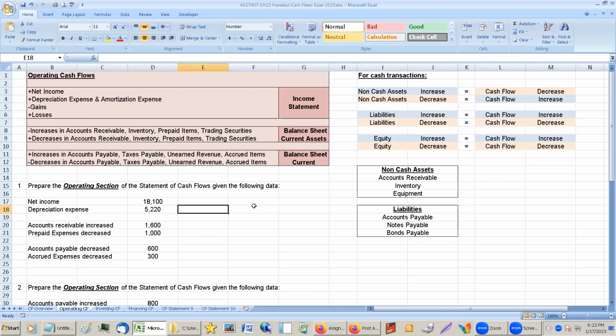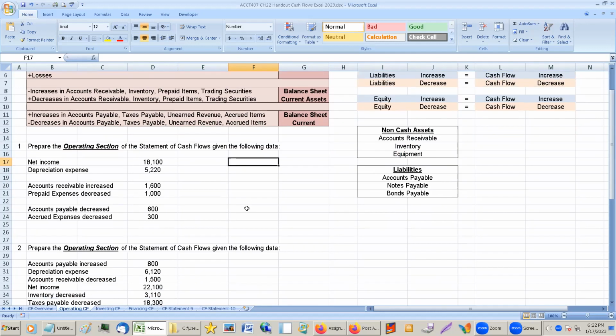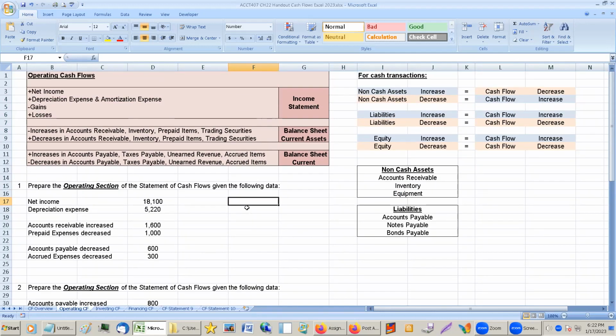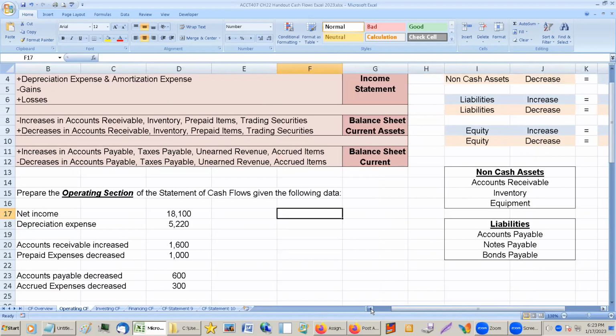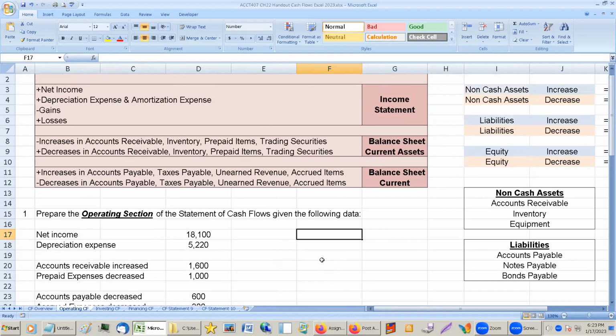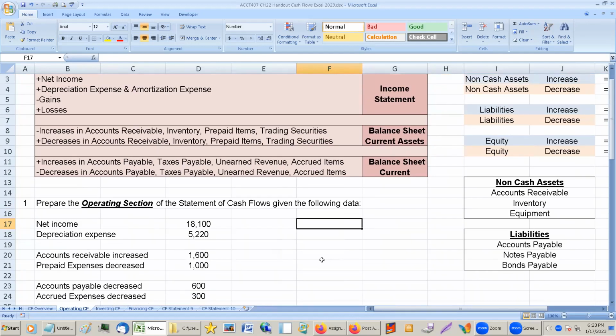Okay, so net income. What will that do for our statement of cash flows? And you use this up here. Add it. Yep. So this will be a plus of 18,000.